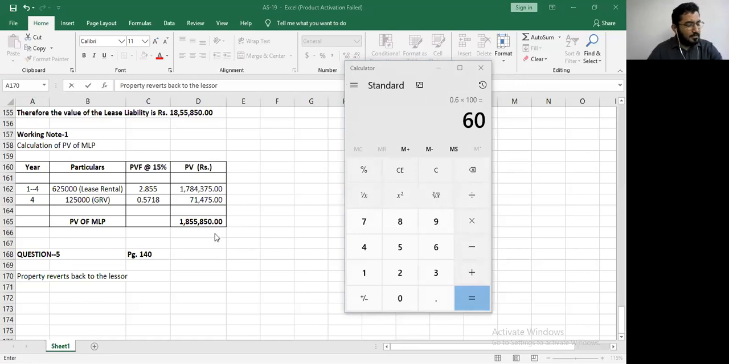Third point. The unguaranteed residual value is estimated at rupees 1 lakh at the end of the year 2012. What is unguaranteed residual value? Unguaranteed residual value you will use only for the lessor. The unguaranteed residual value is never used for the lessee. Right, let's read ahead. 3 equal annual payments are made at the end of each year.